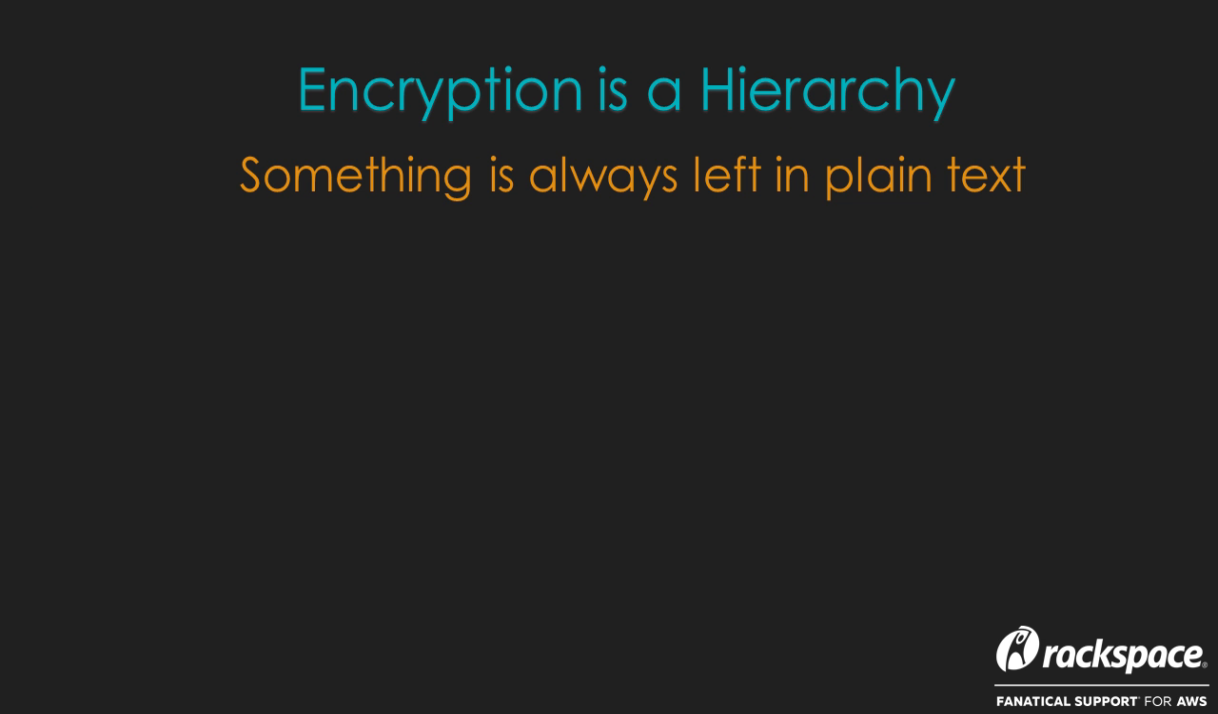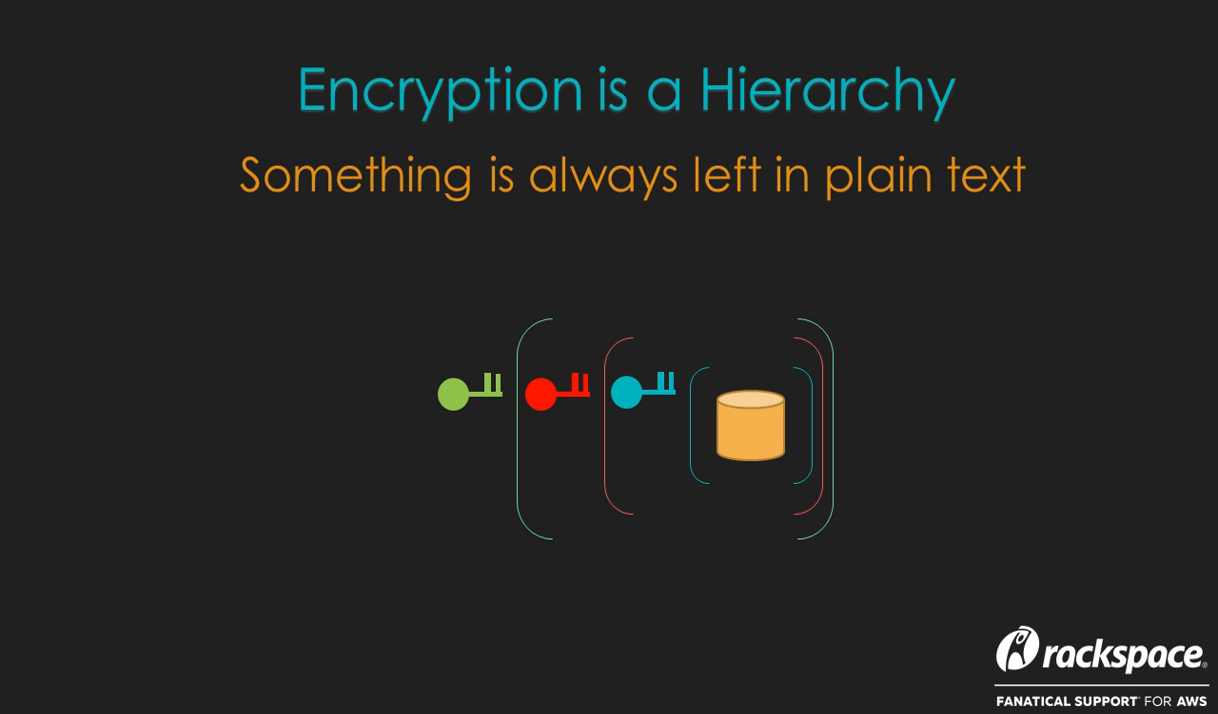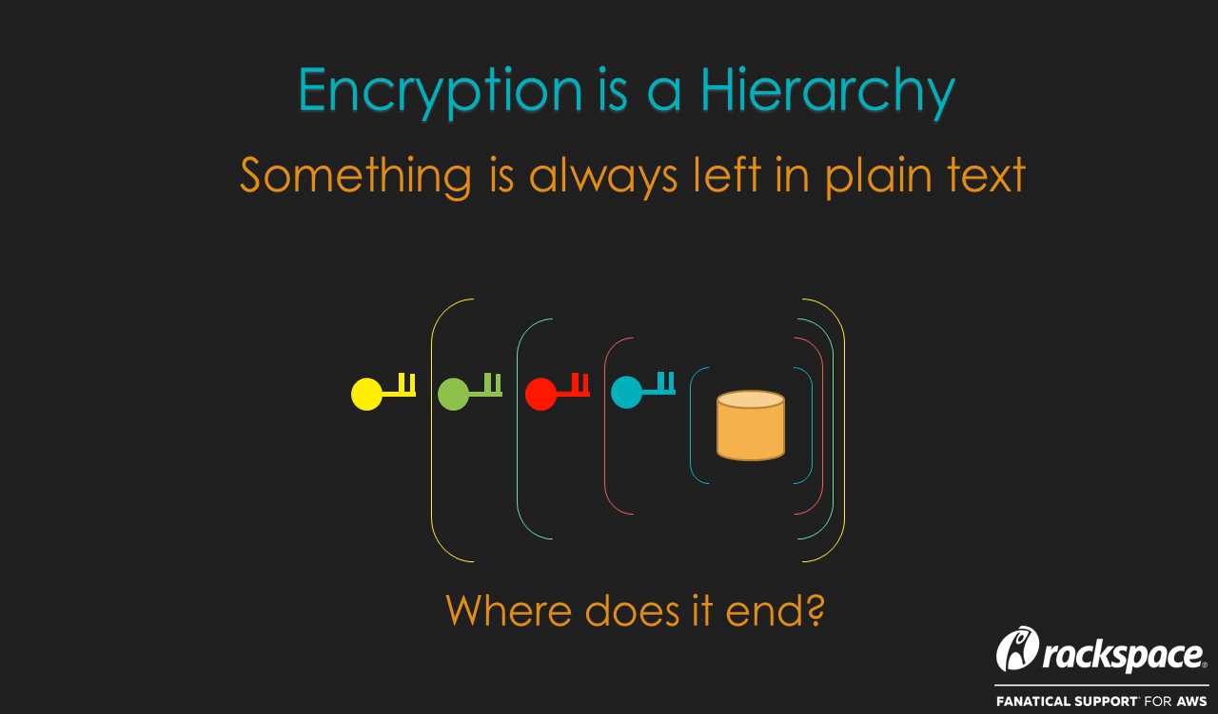It's also a hierarchy. So we start with plain text, and we're always left with something in plain text. Kind of one of the shortcomings, you can say, of encryption. You have your data, you encrypt it, and you're left with the key, which is in plain text. So, okay, let's encrypt that key with another key. Now we have another key in plain text, and another, and another. Where does it end?